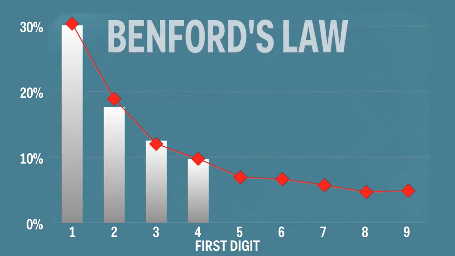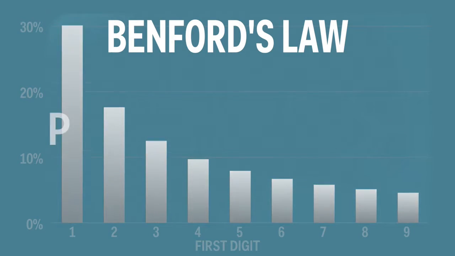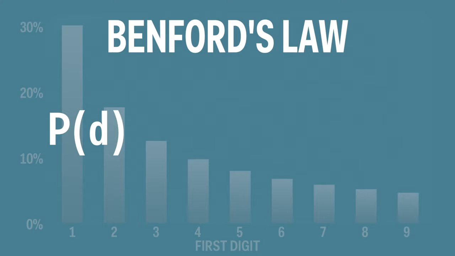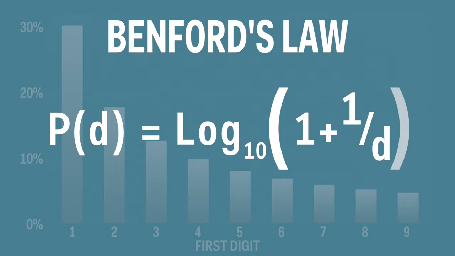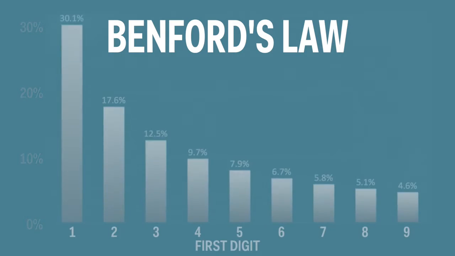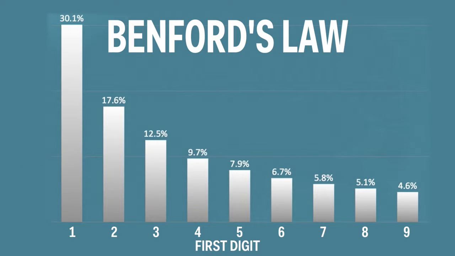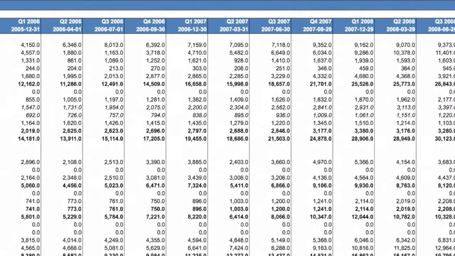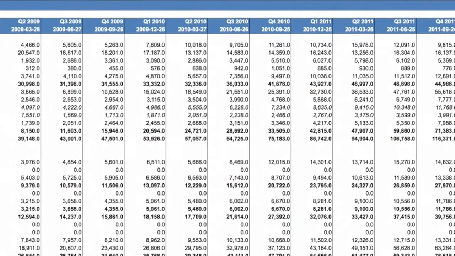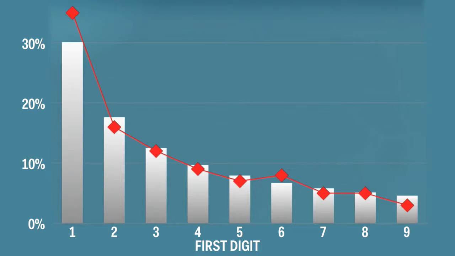What? This is called Benford's law. The probability of first digit D is equal to the log, base 10, of 1 plus 1 over D. Benford's law actually has practical applications for business, because it's also true for many data sets such as company financial statements. To show this, I've taken all the values from Apple's financials for every quarter over the past 10 years. And you can see it's a pretty good fit.